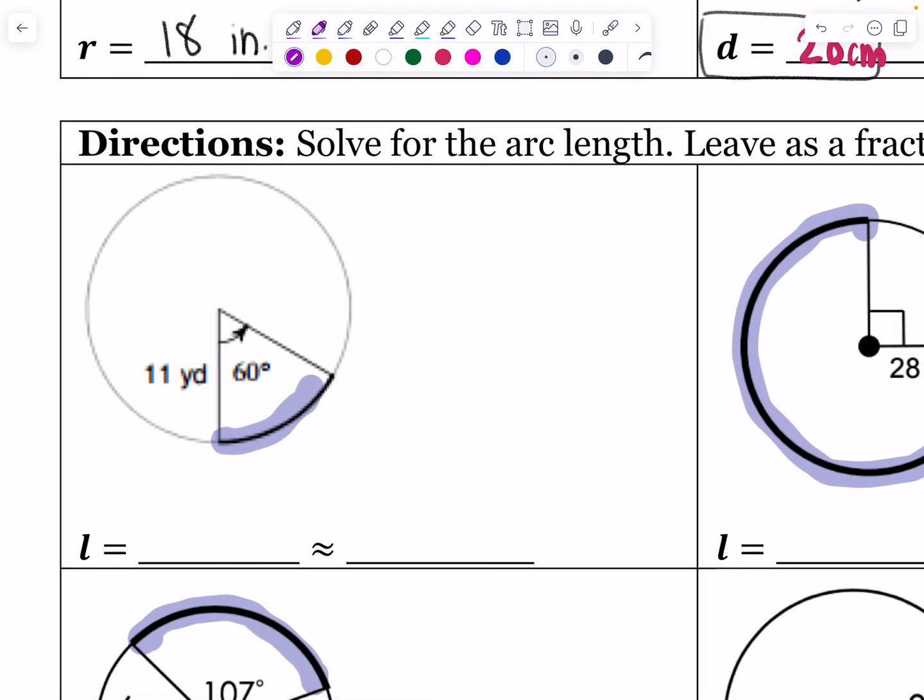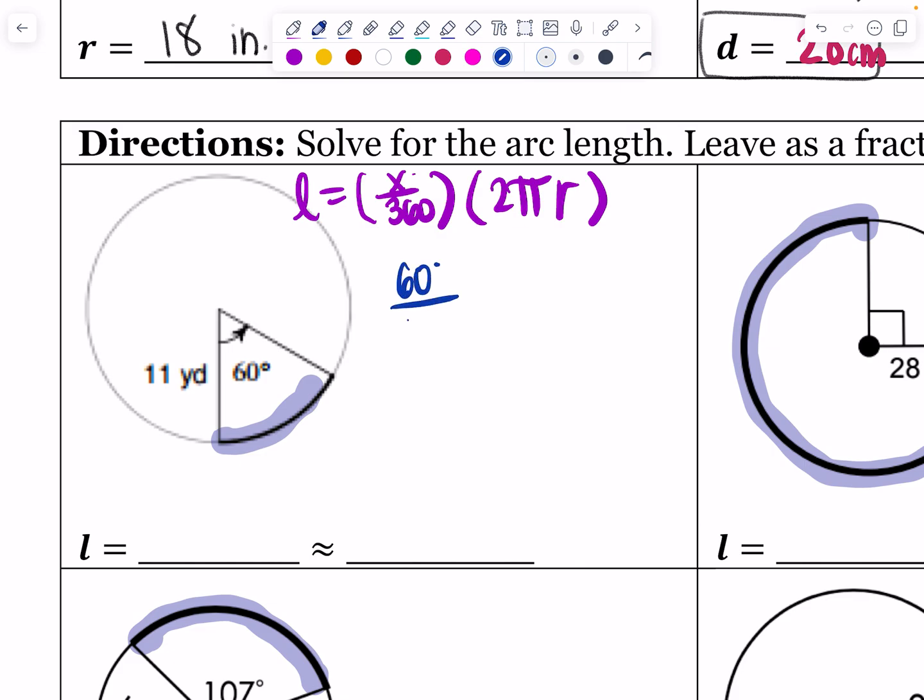What is my formula? It is x out of 360, where x is the central angle, times 2 pi r to find the arc length. It's always going to be the length of my arc. So what angle am I working with on this problem? I'm working with a 60-degree angle. So that's going to be 60 degrees out of 360, 60 out of 360, times 2 pi r, times 2 times pi times my radius. What is my radius? My radius is 11.